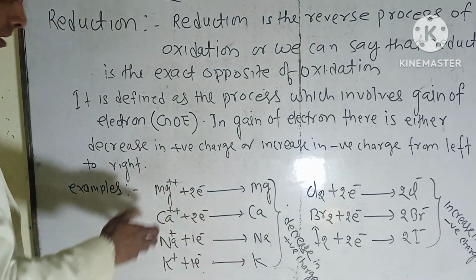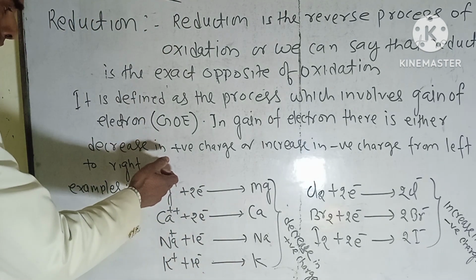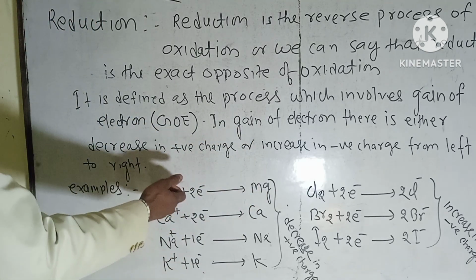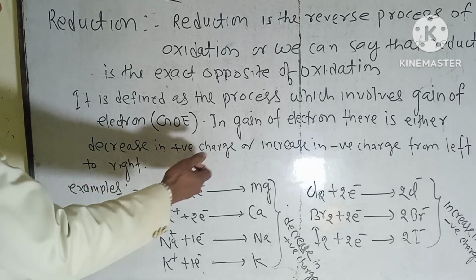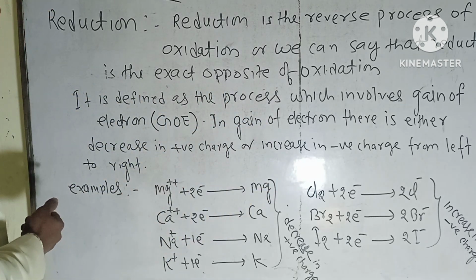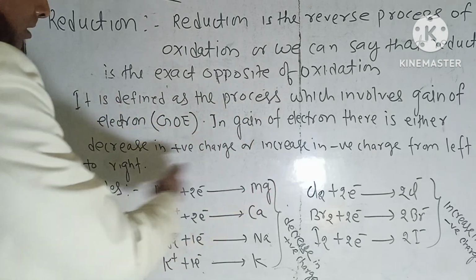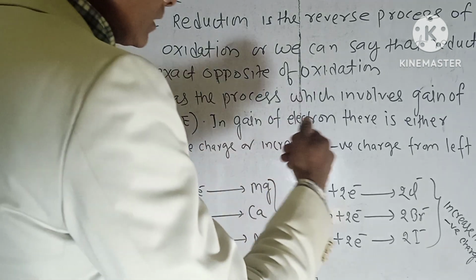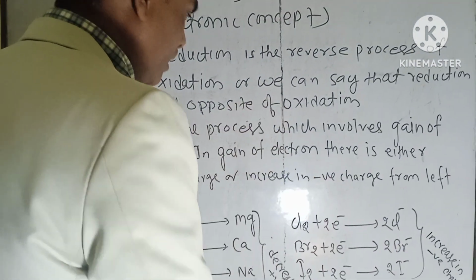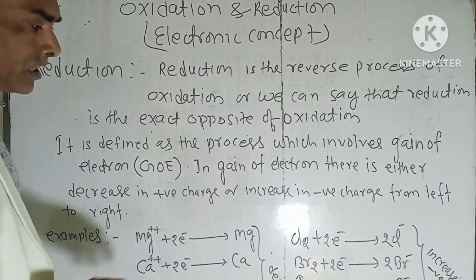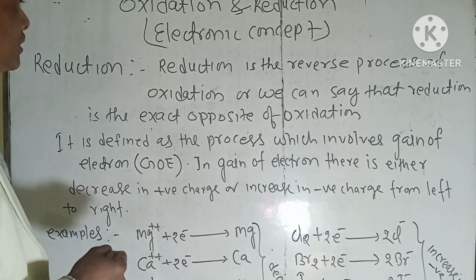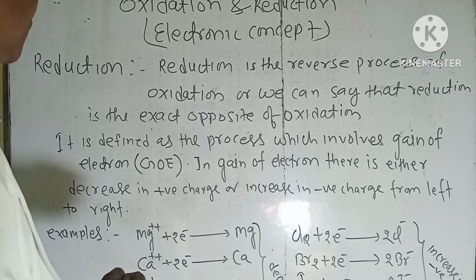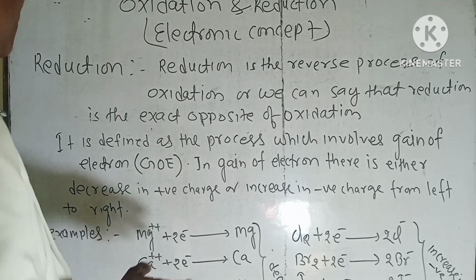In the same way, a decrease in positive charge from left to right is also gain of electron. Magnesium 2 positive charge, right hand side magnesium 0 charge. Here there is a decrease in positive charge from left to right, and an increase in negative charge from left to right. Both of these conditions prove the gain of electron. In this way, gain of electron is known as reduction, which is just the reverse process of oxidation.